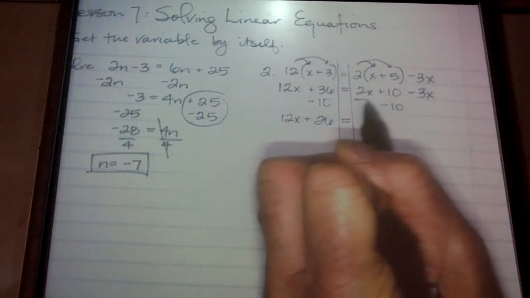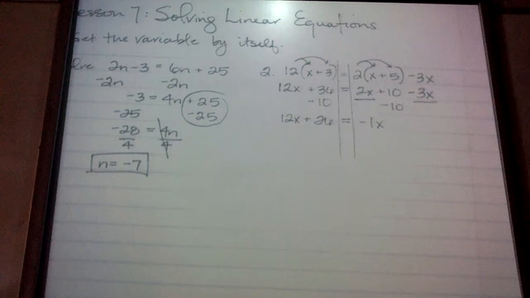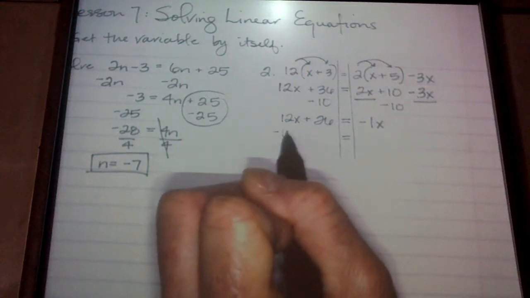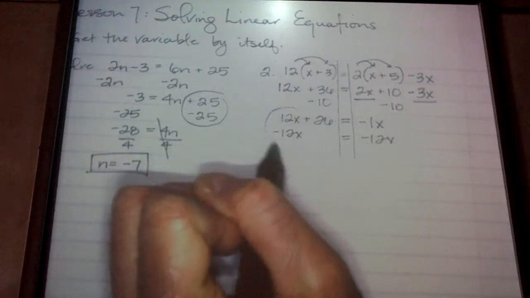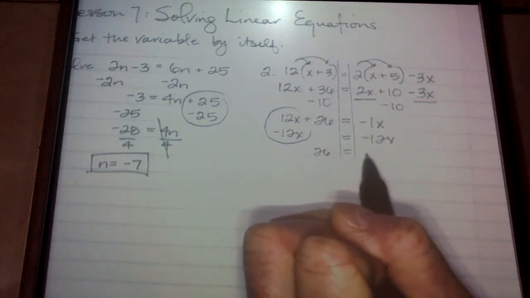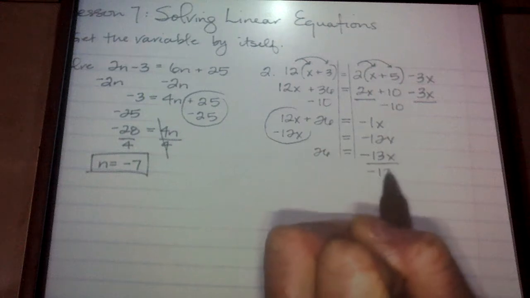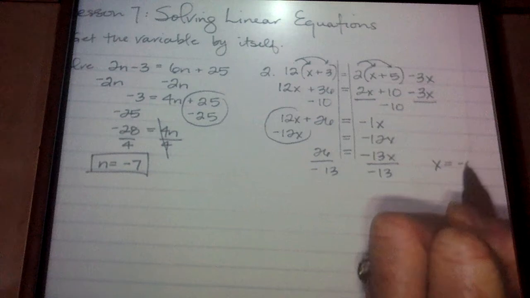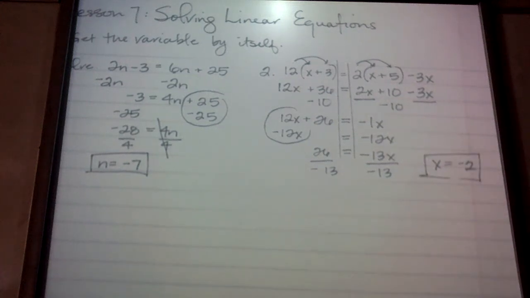On the left, I'm going to combine my like terms. 2x minus 3x is -1x. Now, I need to make sure I get all my x's on one side, so I'm going to subtract 12x. This is, again, 0. So 26 equals -1x and -12x make -13. Divide both sides by -13. And x equals -2. A positive divided by a negative is a negative.